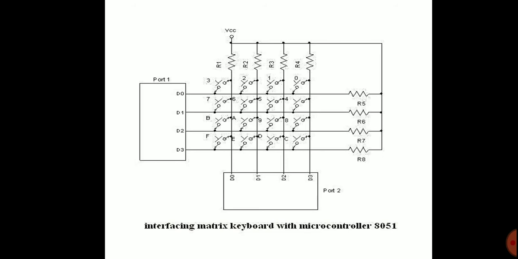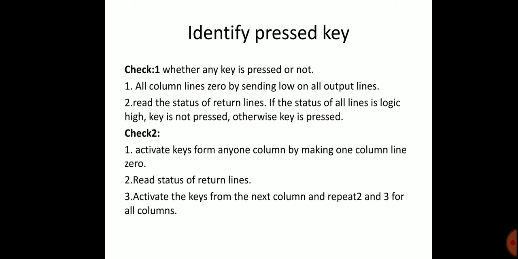After the key is detected, we identify the pressed key. Check 1: check whether any key is pressed or not. Make all row lines 0 by sending low on all output lines. Second, read the status of the return lines. If the status of all lines is logic high, a key is not pressed, otherwise a key is pressed.